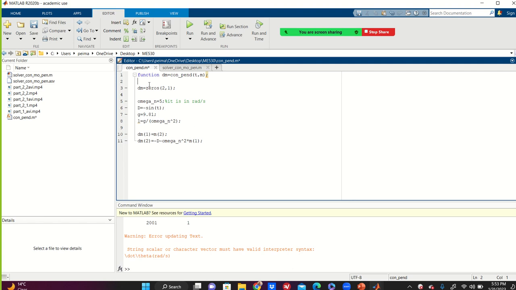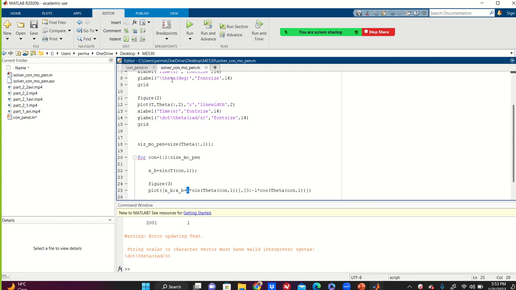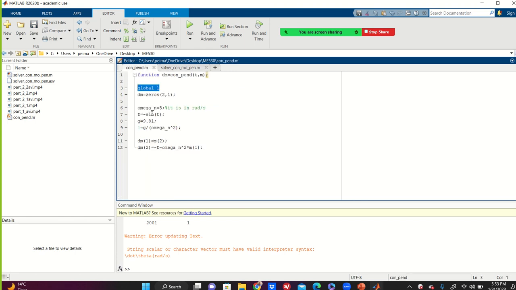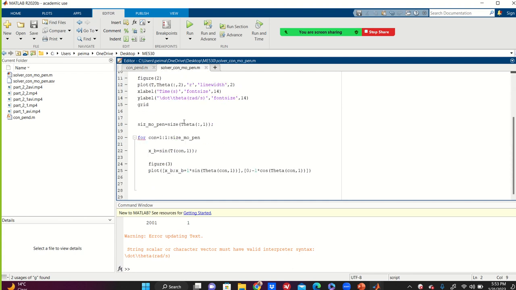But we don't need L here, so I'm going to make it global. Global means read everywhere. This is the command in MATLAB: global L. So I'm also putting here global L. So now when it calculates L from here, it reads everywhere. See what I'm saying? So now L is being read. See? It's not blue.